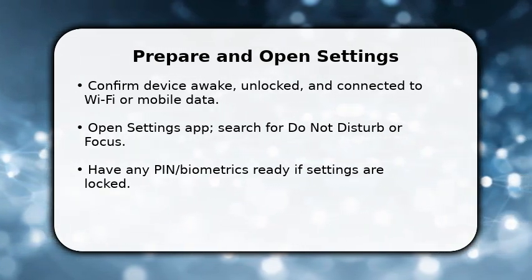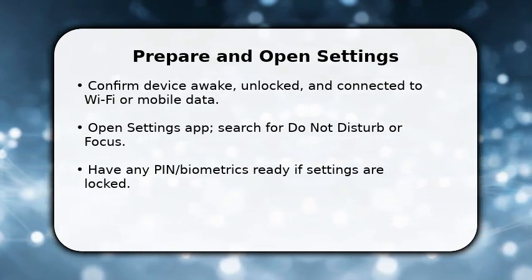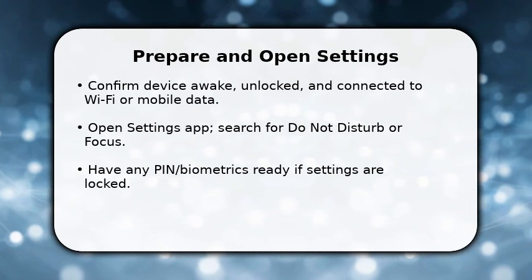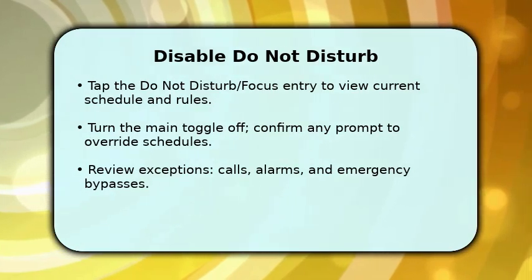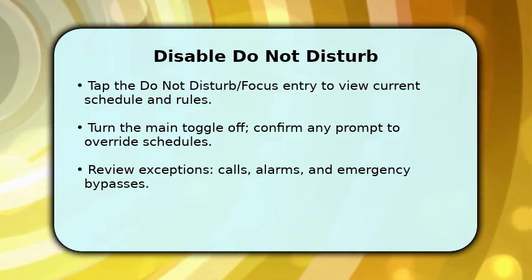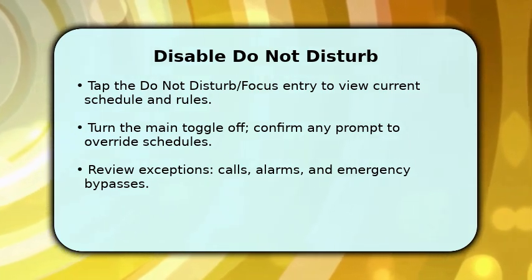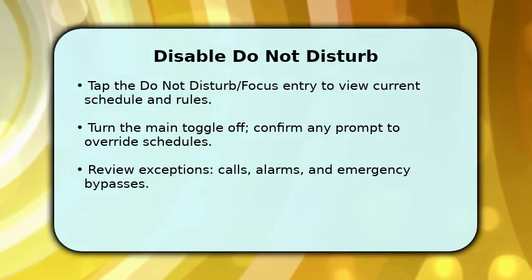As soon as you see the Do Not Disturb entry, pause here and prepare to change its status. Don't tap anything else first. You'll now switch it off and understand why. Tap the Do Not Disturb or Focus entry to expose the toggle and rule set. Turn the main toggle off. If asked to confirm overriding a schedule or temporary activation, accept so it remains off.